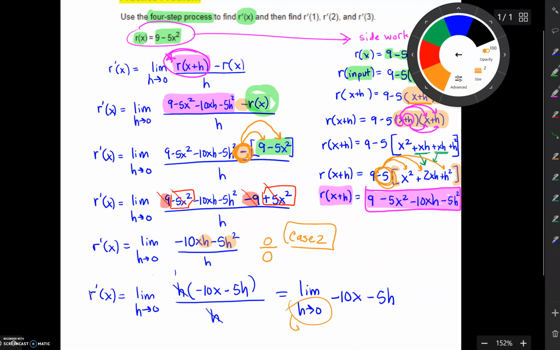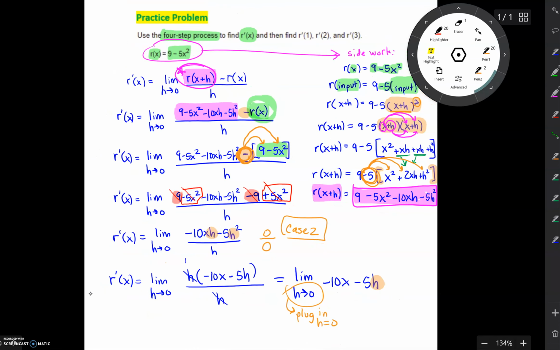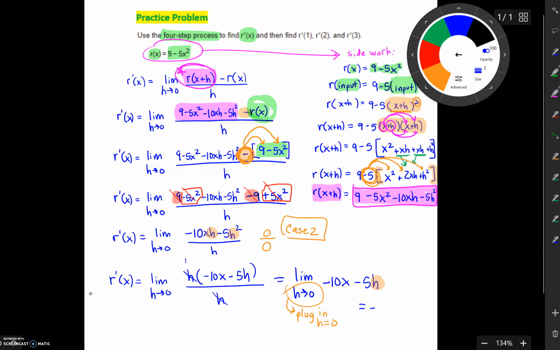So now I'll do the calculus, right? We're finding the limit. The calculus is happening. We're going to plug in h equals 0. So where I see that h, I'm going to input a 0 there. Okay, so what does that give me? That gives me negative 10x minus 5 times 0. Okay, well, 5 times 0 is just 0. So I just really have minus 10x, negative 10x.